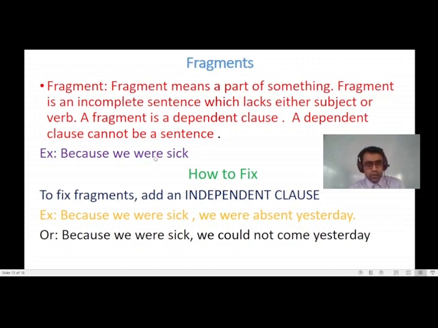So here is an example. Because we were sick, this is a fragment. You see, because we were sick, this is a dependent clause. So what happened because we were sick? This is called a fragment. It's not a complete sentence. We talked earlier, either the subject is missing or the verb is missing or the meaning is missing. Dependent clauses usually do not have a complete meaning. So because we were sick, the question arises, what happened?